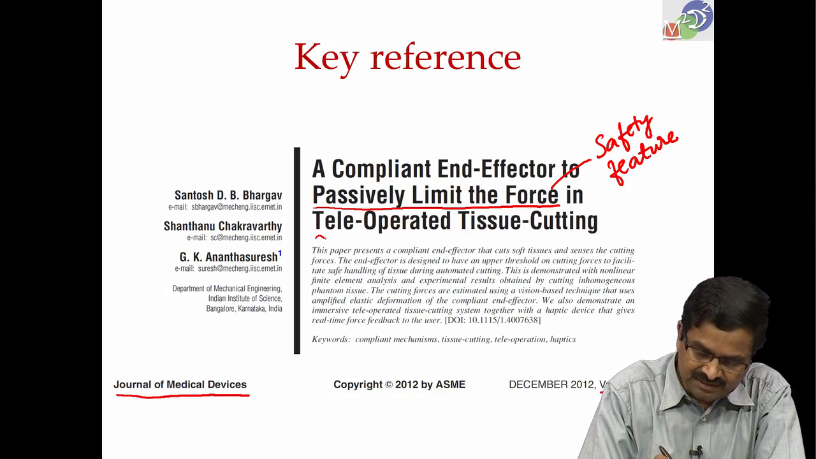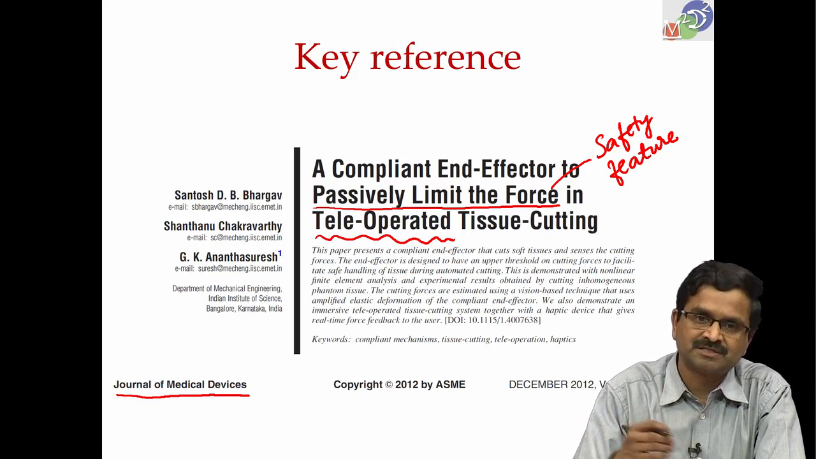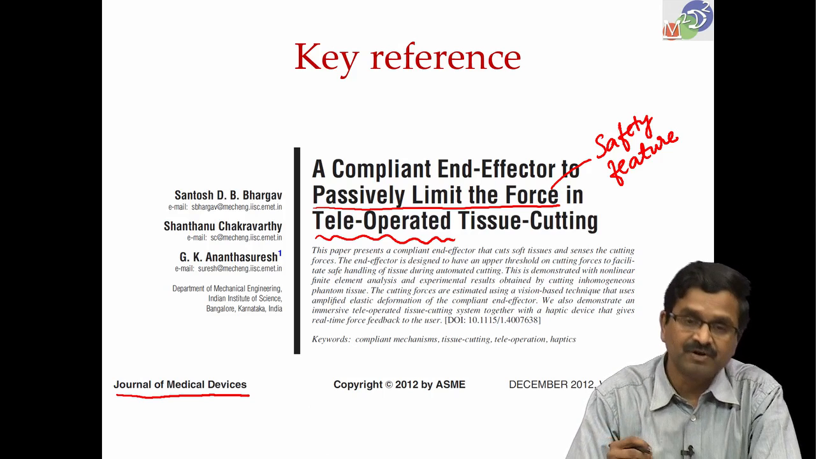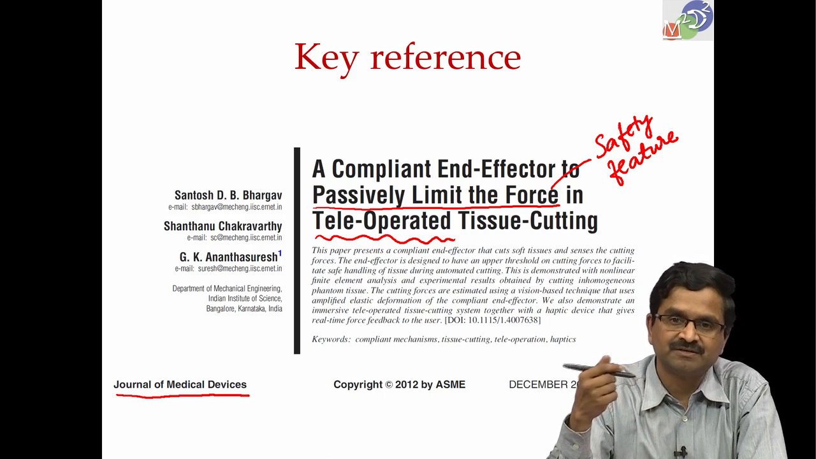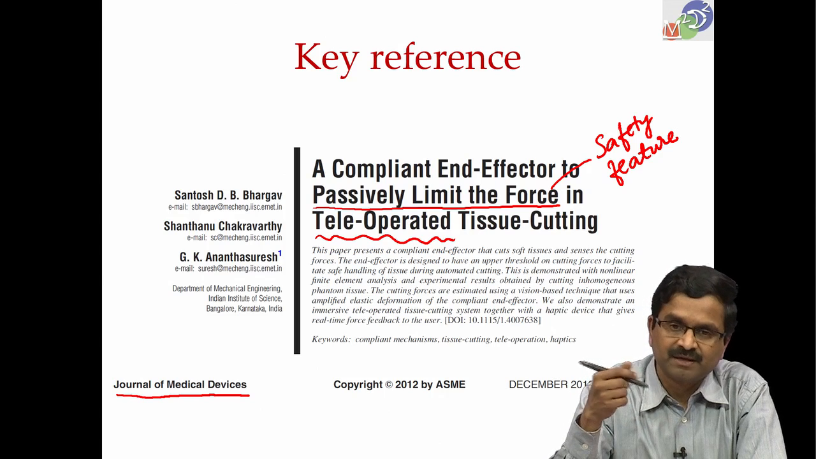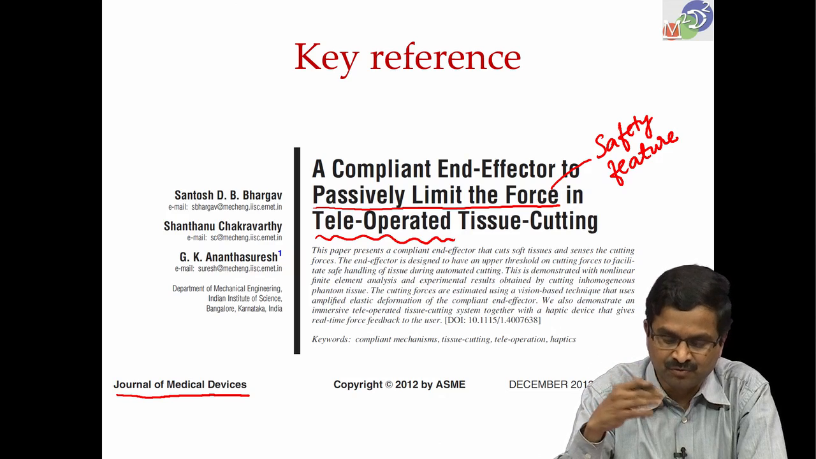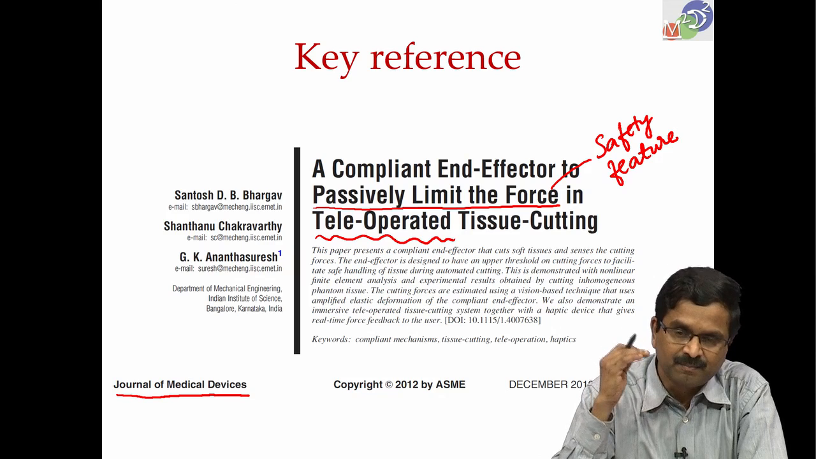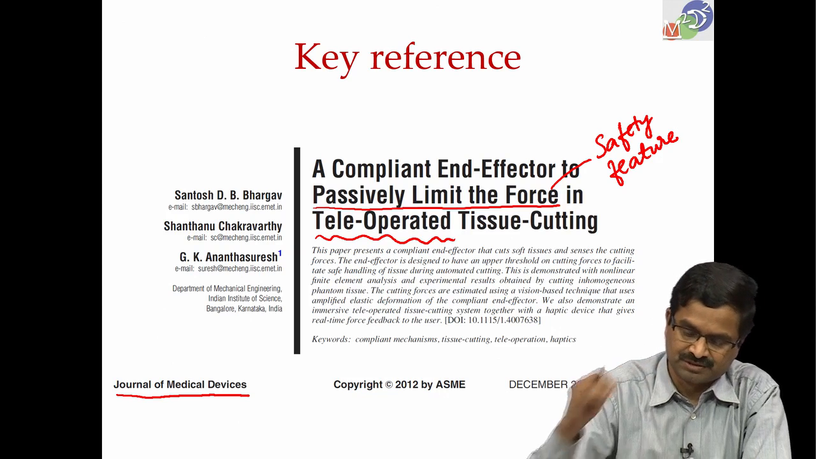The other feature is teleoperated tissue cutting, that is, you have master-slave mode. Whenever you do teleoperation for cutting purposes, you need to have a way of sensing forces. So, here the compliant mechanism is also used for sensing forces. So, there are two features: one is an upper threshold on the cutting force, the other is sensing of forces.